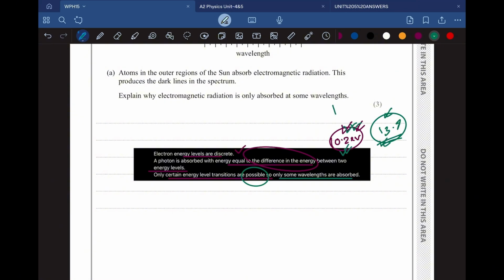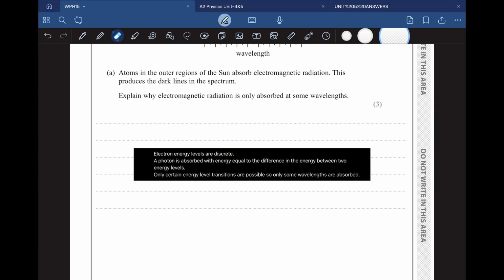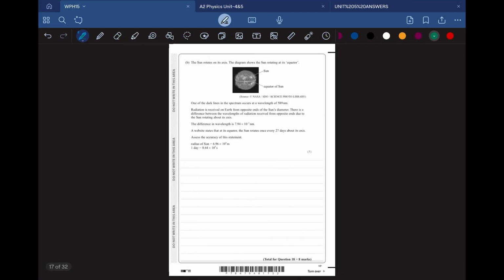If a wavelength has, let's say, 10.3 electron volts of energy, it will never be absorbed. That's why the photons which have this exact amount of energy will be absorbed. That's why only some wavelengths are absorbed, or we can say some photons are absorbed. Hopefully you guys can understand, but for this question you will have to write wavelengths rather than writing photons. Now let's move on to the next part of this question.